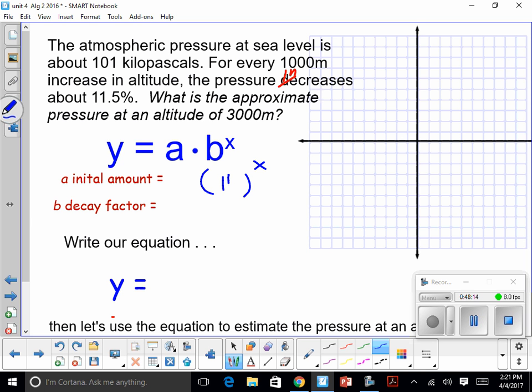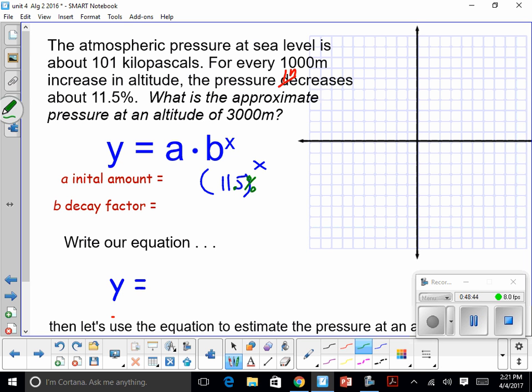The atmospheric pressure at sea level is about 101 kilopascals. For every 1,000 meter increase in altitude, the pressure increases about 1.5. All right. But what's the guess for what H should be? We got some numbers. We got a 101. We got a 1,000. We got a 3,000.